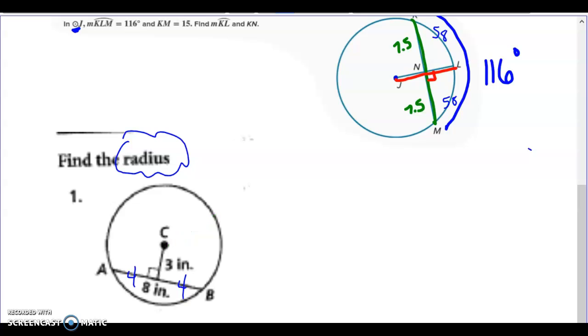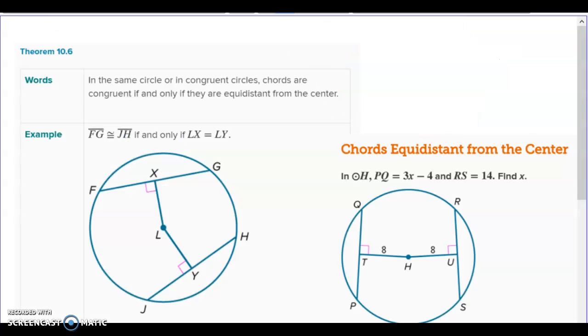The hint on these ones is to draw the radius so that you can create a right triangle. If I draw it over here, notice I've got a little right triangle. I know that side is 3, that side is 4, and we look up our Pythagorean triples, 3, 4, 5. So our radius would be 5 inches. Those Pythagorean triples aren't going away.